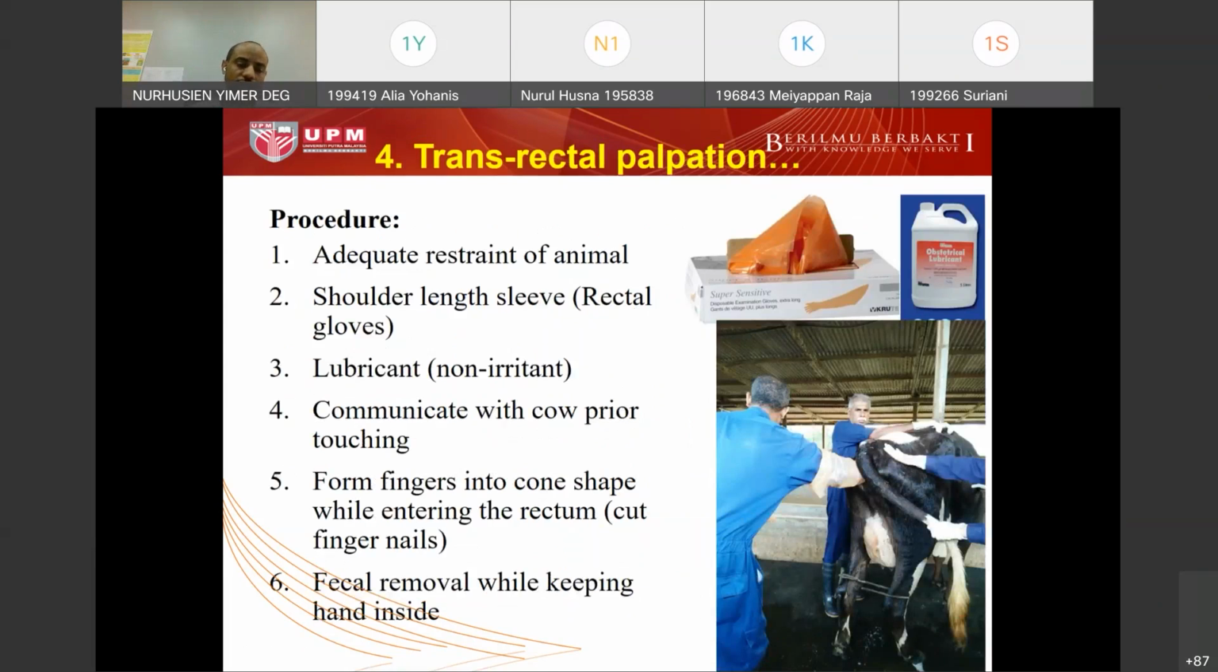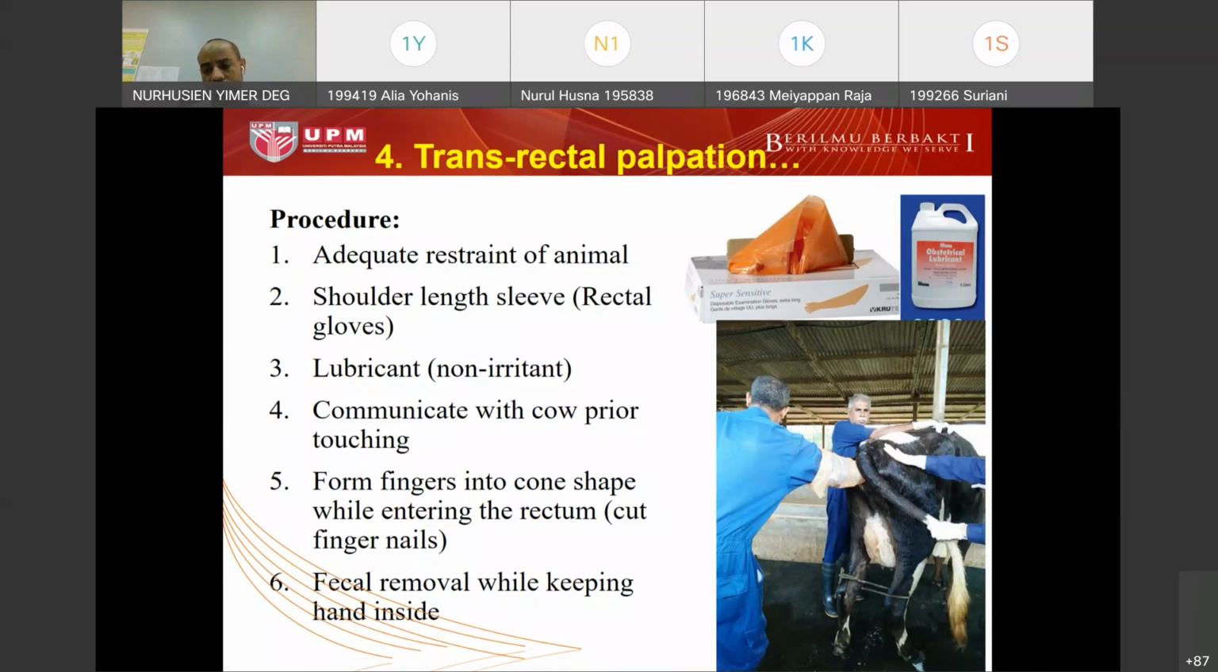So procedure-wise, how we perform the technique. Basically, the first and most important thing is restraining, for the safety of the cow and for the safety of the person doing the palpation. The next thing that you will need is, of course, the rectal gloves. So you need to get the proper rectal gloves. And then, of course, you need a non-irritant lubricant, to be applied on the rectal glove before you enter into the rectum.